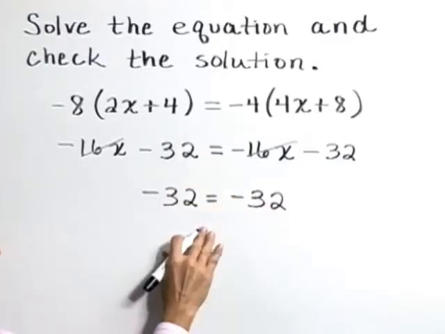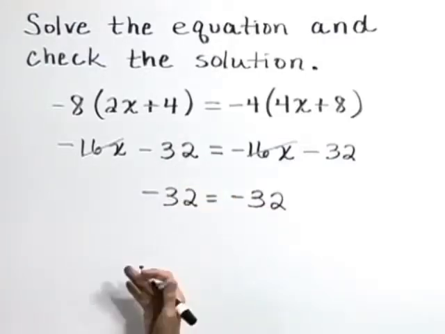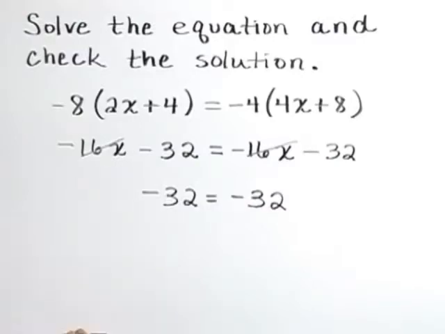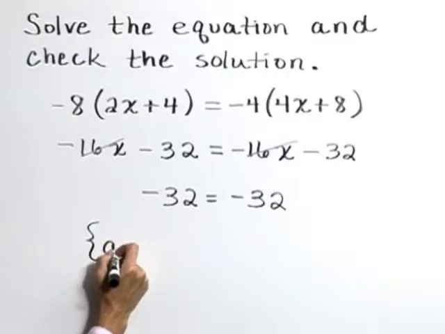This equation is an identity. Every value that we plug in for x is going to make it true. And we would say then that the solution set is all real numbers.